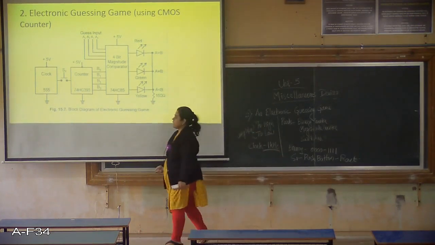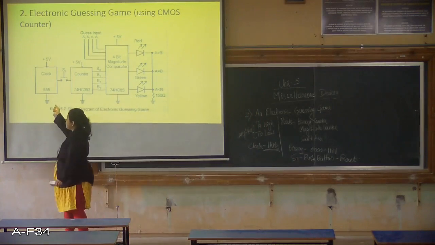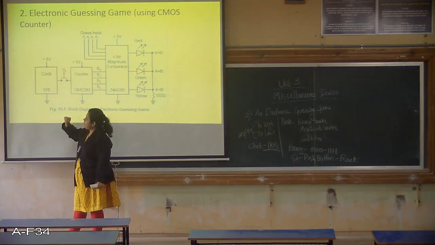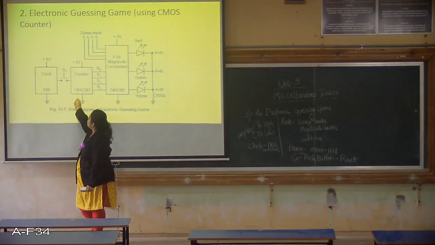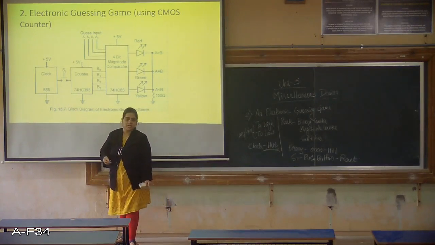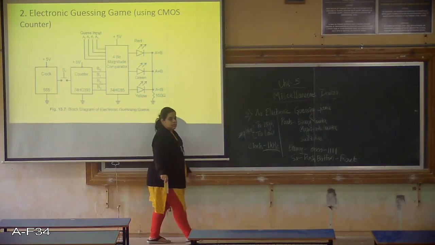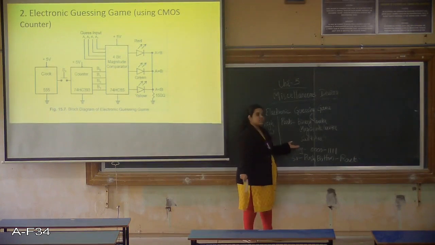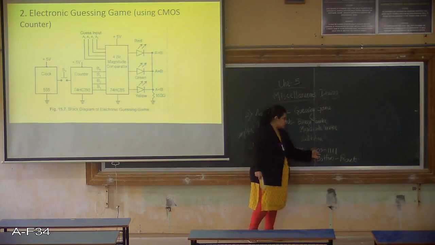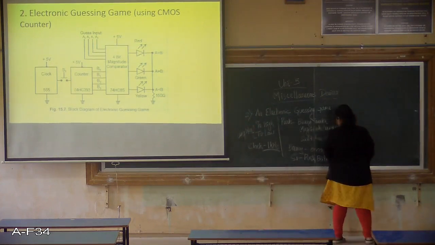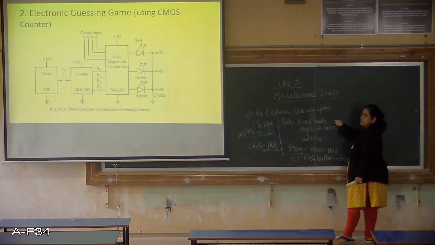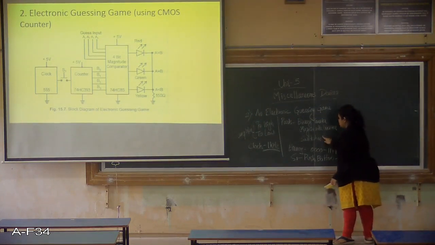kilohertz frequency. Here the IC555, which is nothing but a clock, generates the 1 kilohertz frequency, which is given to the counter. Okay, so the counter counts the signal and generates one binary number, from 0000 to 1111. The parts of the block diagram are binary counter, magnitude comparator, and the switch.